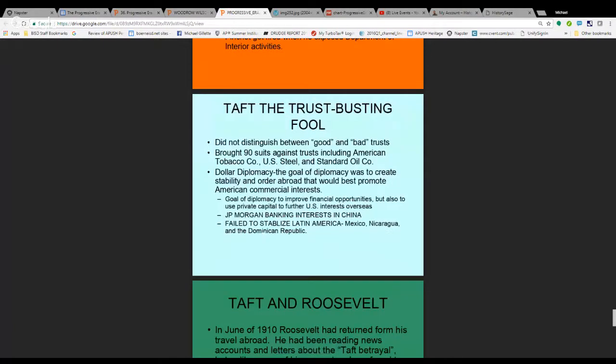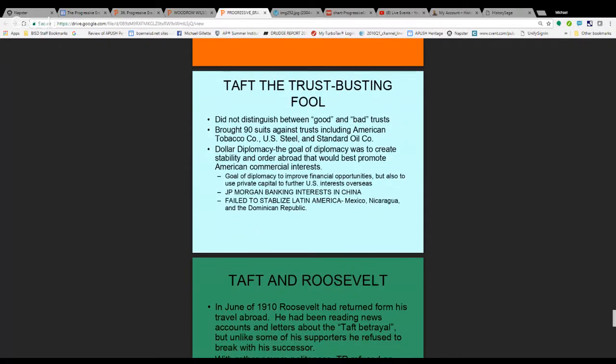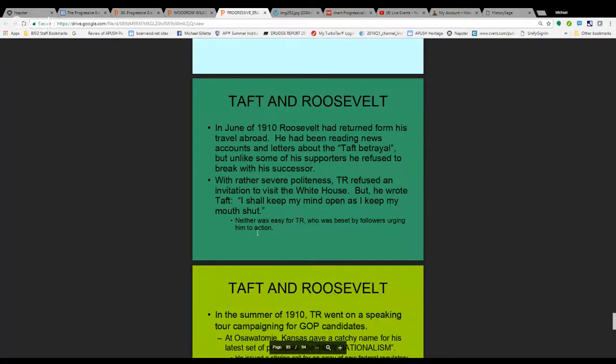But the one area where Taft, no doubt, is progressive is in trust busting. He was a trust busting fool. Unlike Roosevelt, he did not distinguish between good trusts and bad trusts. In all, he brought nearly 90 antitrust lawsuits against monopolies, including American Tobacco, U.S. Steel, and Standard Oil, which irritated Roosevelt. Roosevelt thought those companies ought to be left alone.